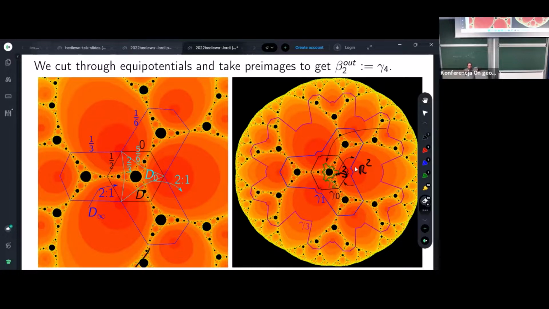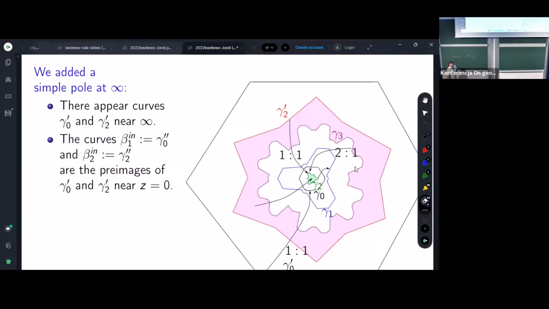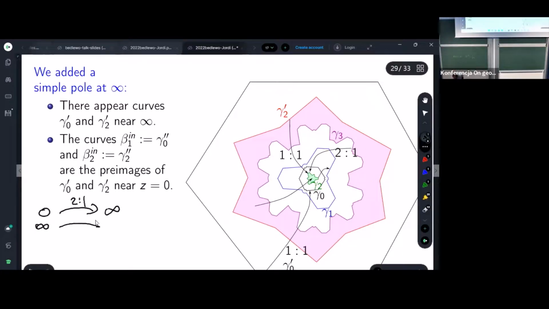The curve which is mapped out appears before surgery. Okay, and then the question is, where does the curve which is mapped in appear after surgery? What happens is that after surgery, we still have that 0 is mapped onto infinity with degree 2. But now infinity is mapped onto infinity 1 to 1. So what happens is that after surgery, you are putting a copy of everything near infinity. At infinity, you add a copy of everything.